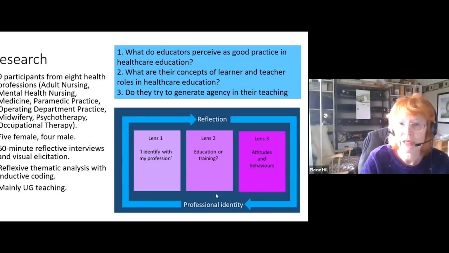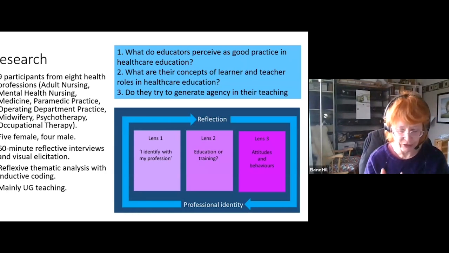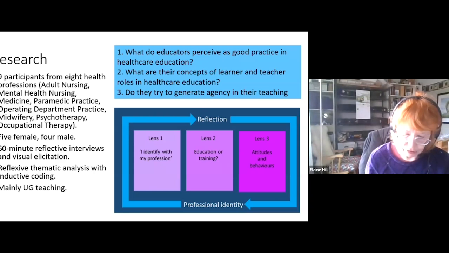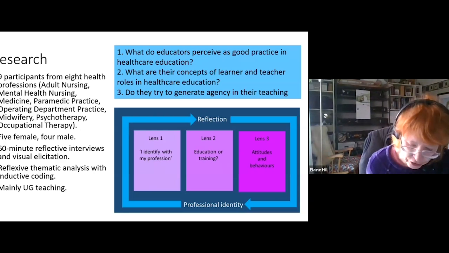The themes that came out are shown on the bottom, and I've called them lenses rather than themes because each seems to be a particular way of getting a view on the interviewee's world. I'm not going to go into each of the themes in any detail. I'm just going to pick out relevant bits that are to do with agency.